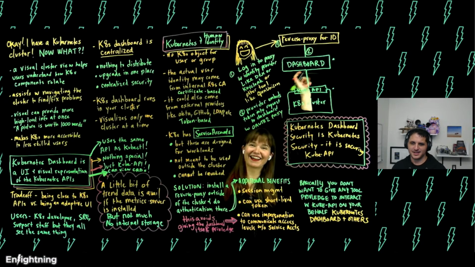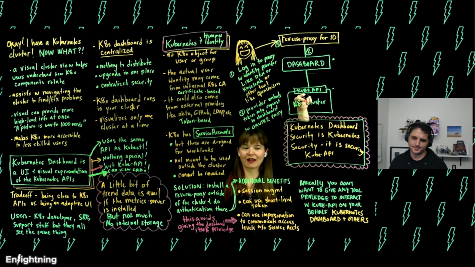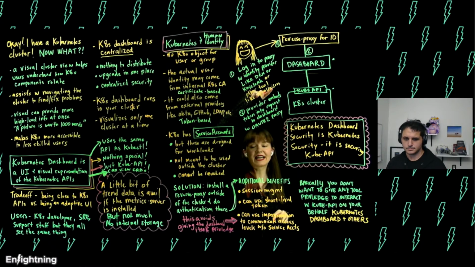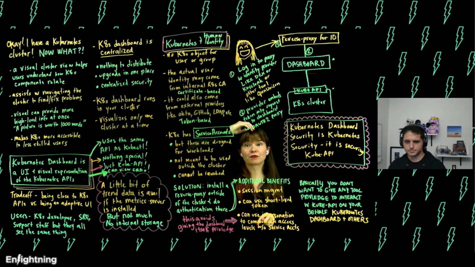There are more benefits to doing it this way. With this way, you can also do session management, which is a difficult problem in Kubernetes. You can use tokens that have a shorter lifespan, which are safer and are less subject to replay attacks. You can use impersonation in a good way to communicate access levels for a dashboard to what users should be able to access. And all of these are avoiding giving the dashboard itself too much privilege.